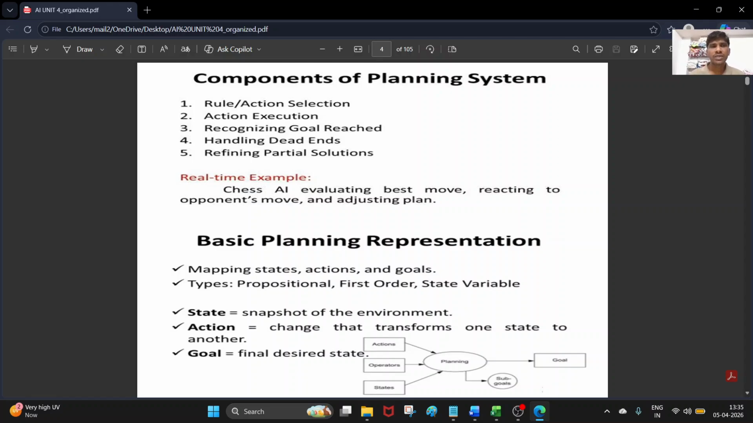Handling the dead end: sometimes the problem cannot be solved and it will reach a dead end, that is called a dead end solution. Handling the dead ends means refining the path solutions. Once the dead end has occurred, we have to refine the path solution, and that is represented as refining the path solution.